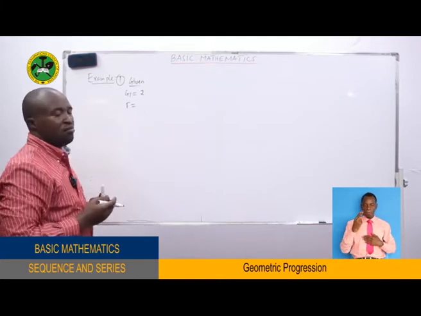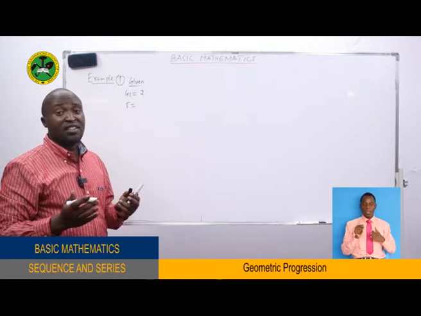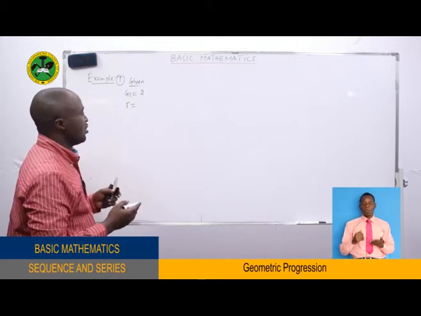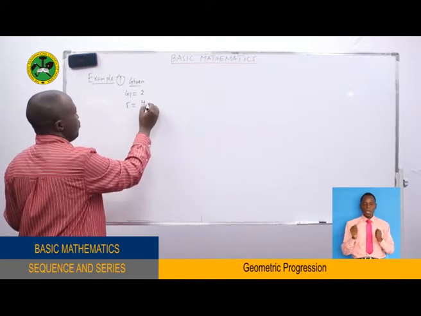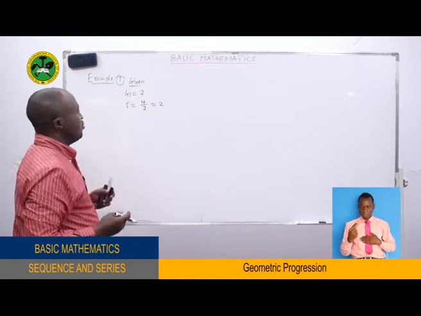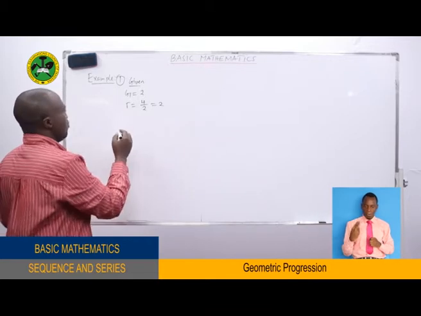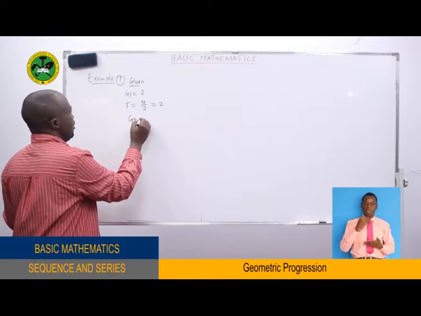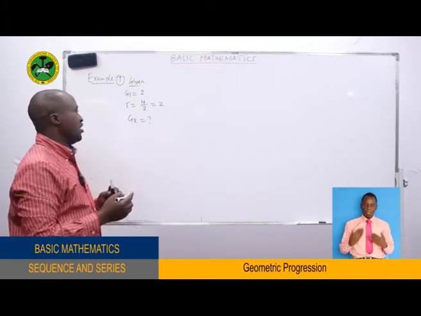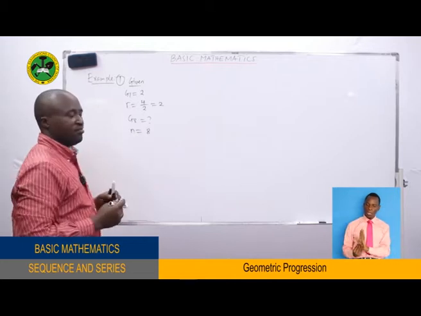Then the common ratio. Remember, for the common ratio, we take the second term, divide by the first term. So in this case, we have 4 divided by 2, which is equal to 2. So the common ratio is equal to 2. So we need to find G8. So G8 is how much? That means n, the number of terms, is equal to 8.